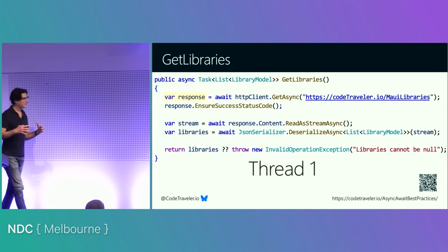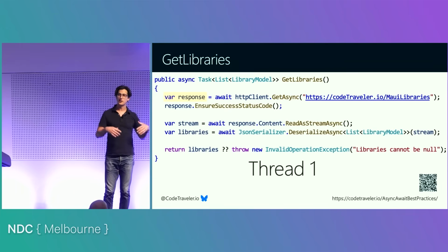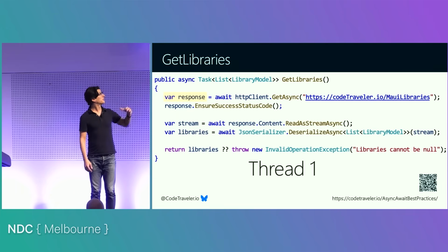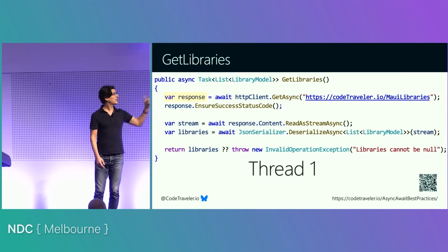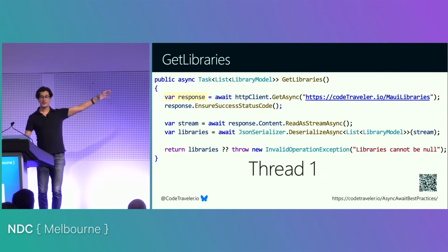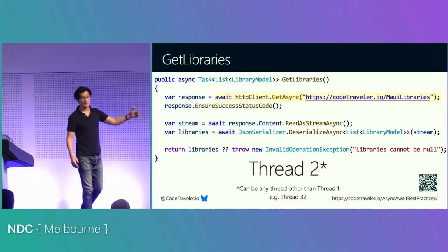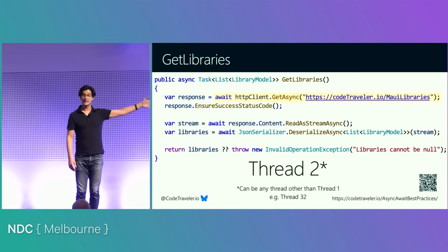Well, to simplify the example a little bit, let's assume thread 1 kicks off this method. So thread 1 calls getLibraries. And so what happens is thread 1 enters this method and initializes this variable called response. But then as soon as thread 1 hits that await keyword, thread 1 returns. And now thread 2, or any background thread, is now running getAsync.